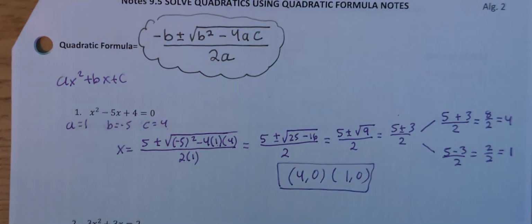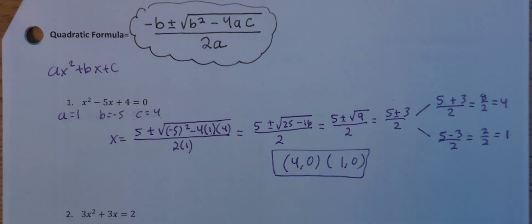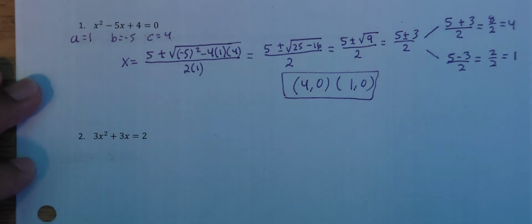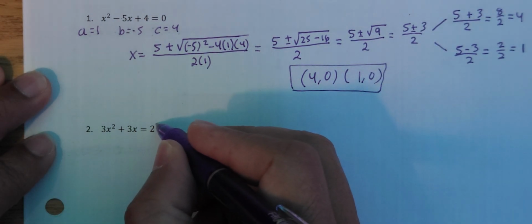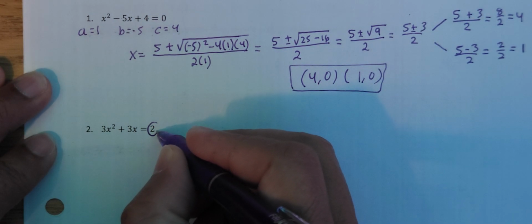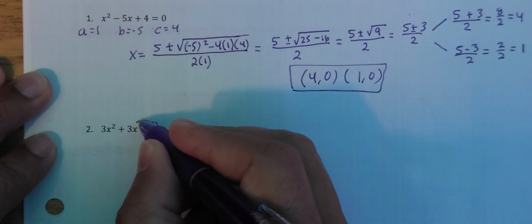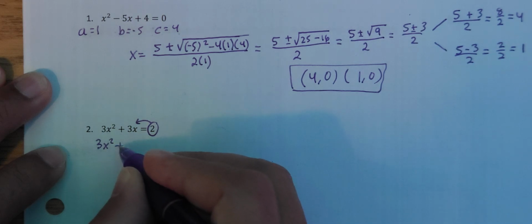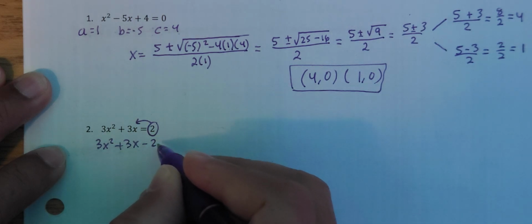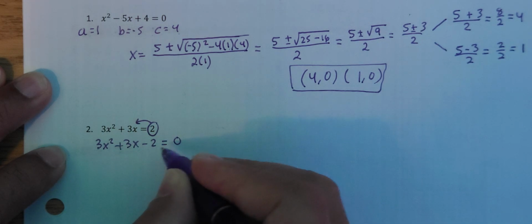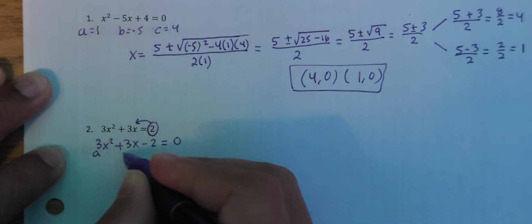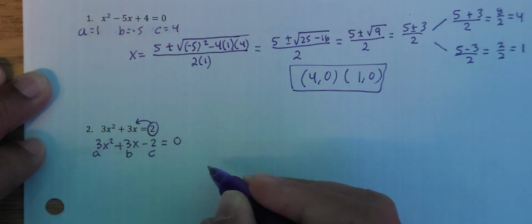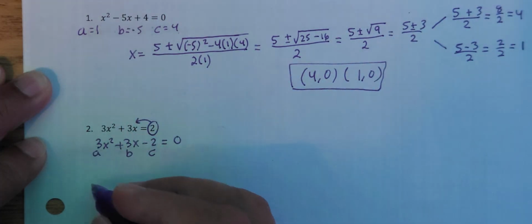Okay, so that's the point of the quadratic formula. And let's move on to example number 2. But notice for example number 2, I need to have the equation in standard form. So I'm going to move this 2 to the other side. So then we have 3x squared plus 3x minus 2 equals 0. Again, this is a, this is b, and this is c. So I'm going to plug them into the quadratic formula.